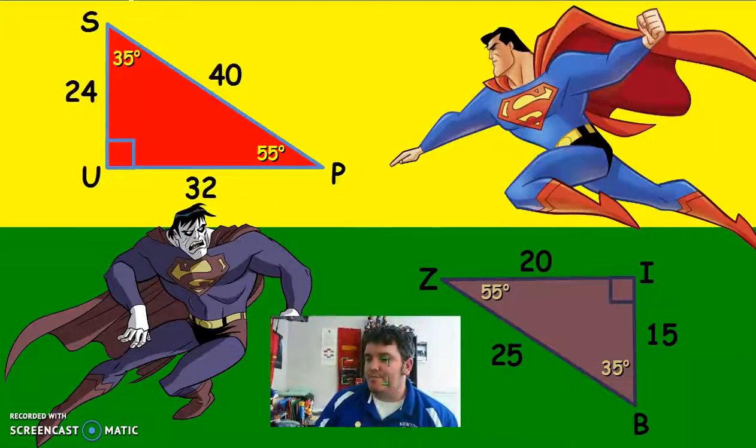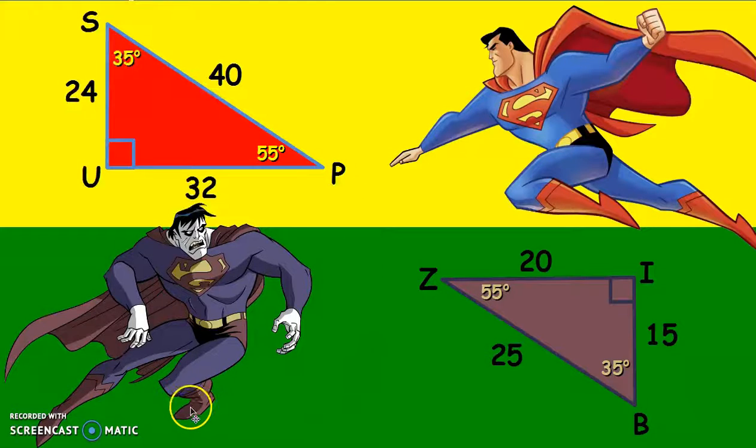So on this problem, we have two triangles that are similar. This triangle we have 35, 55, 90. This triangle we have 35, 55, 90. So all of the angles are the same. Now we just have to look at the sides. So when you pair up the sides, the key thing is to pair up sides that are corresponding.